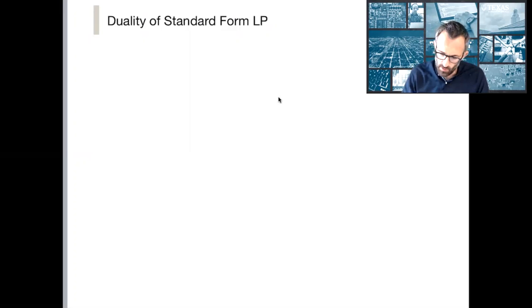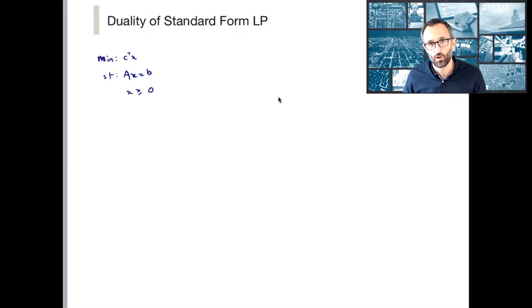Now why don't we start again by looking at the standard form linear program. So minimize C transpose X subject to AX equals B, X greater than or equal to 0. We've seen in previous lectures that we can bring any linear program into this format, so we might as well just look at this.